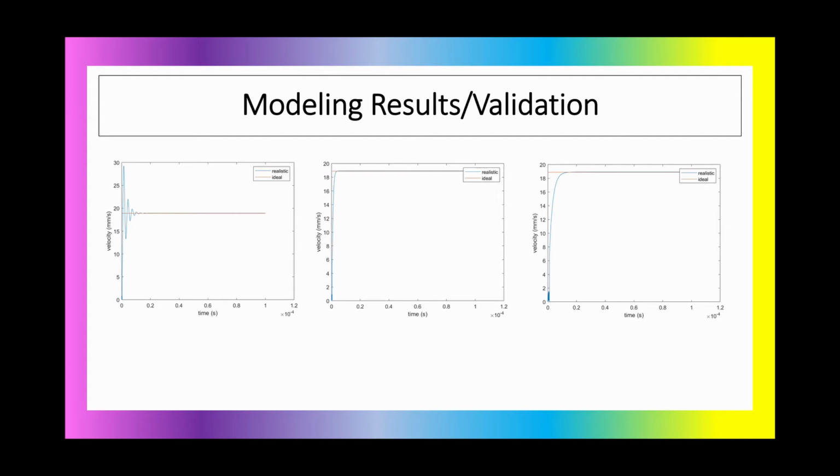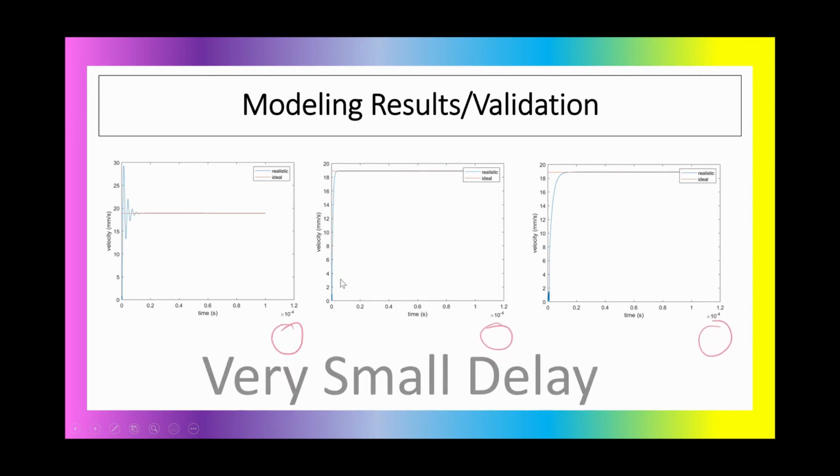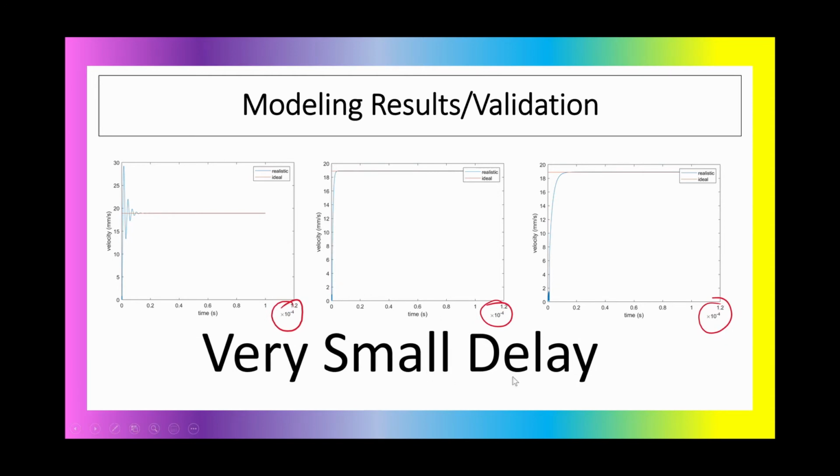The blue lines represent an underdamped, critically damped, and overdamped system, and how the speed of the filament reacted. And you'll notice that the delay between the red and the blue line, even though it looks big on these graphs, is actually very small. Each one of these graphs happens in 1/10,000th of a second.